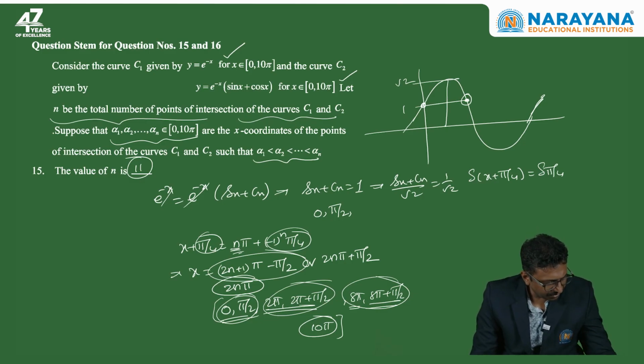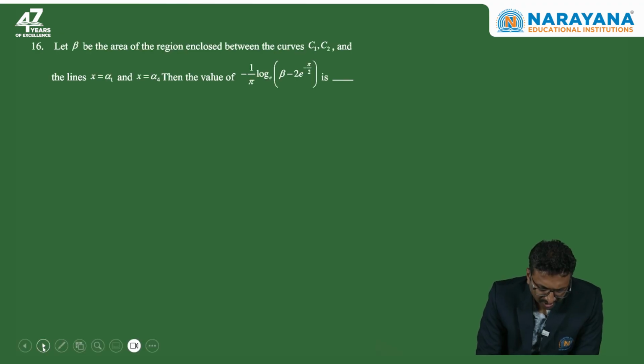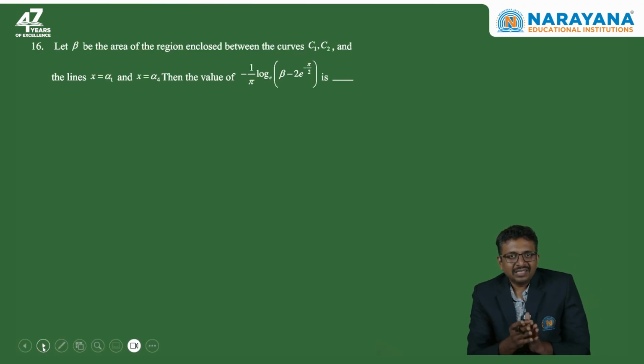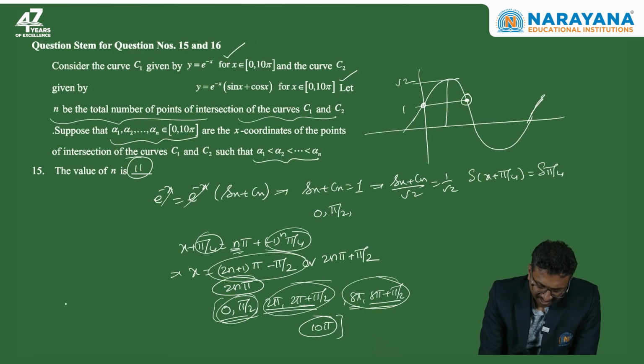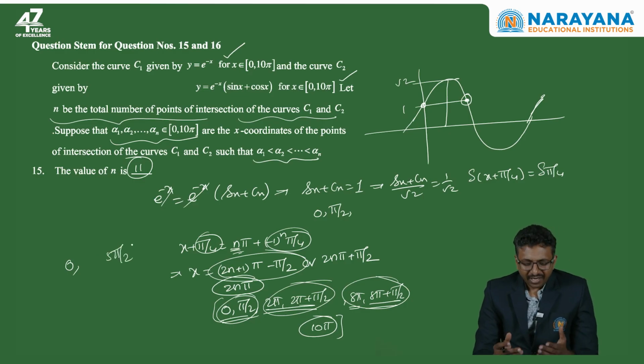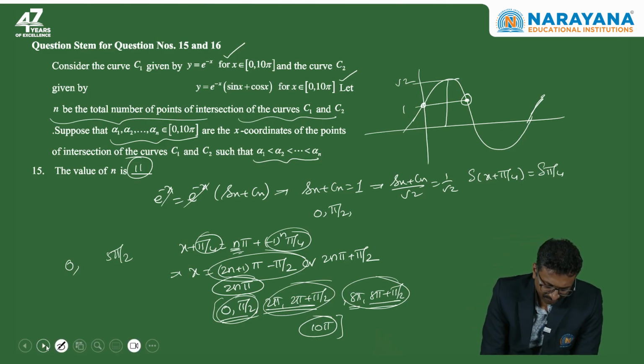Next, they are asking you what is the area of the region bounded by C1 and C2 between alpha 1 and alpha 4. So what is alpha 1? Alpha 1 is 0, right? Alpha 4 is 2 pi plus pi by 2, which is 5 pi by 2. So you want to find the area between the curves between 0 and 5 pi by 2.